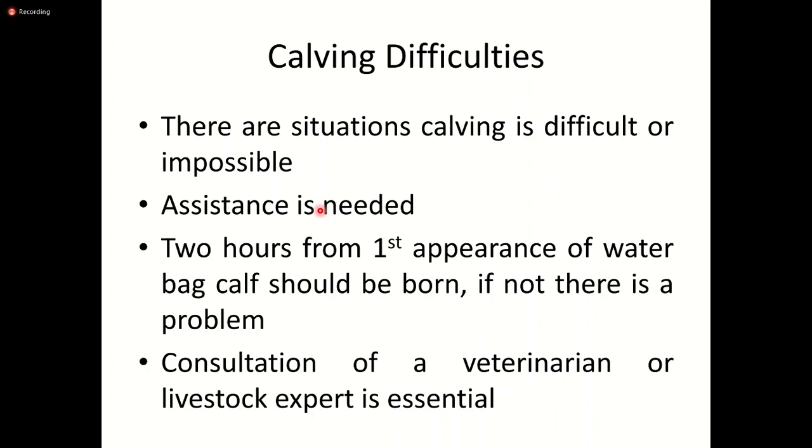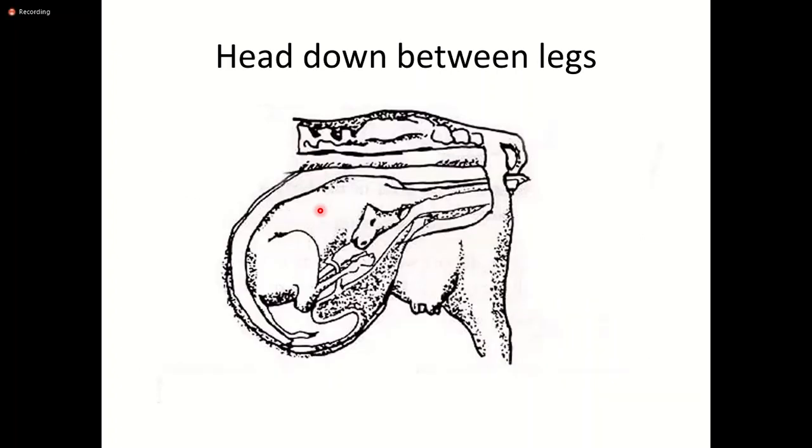Normally, within about two hours of the water bag appearing, the calf comes out. If it does not, we have to think that there is some problem inside. Then we have to consult a veterinarian if available. If not, there are some well-trained livestock management personnel. We have to get the support of this person to help the mother animal through the parturition process, right?